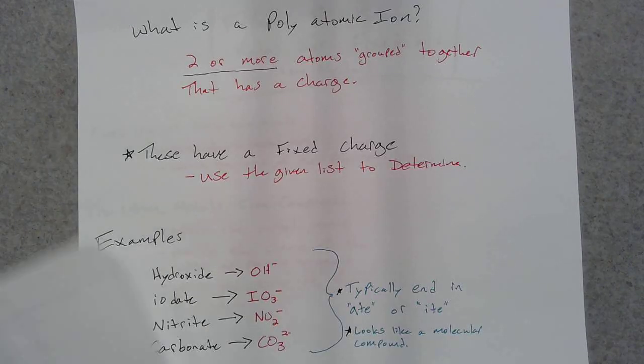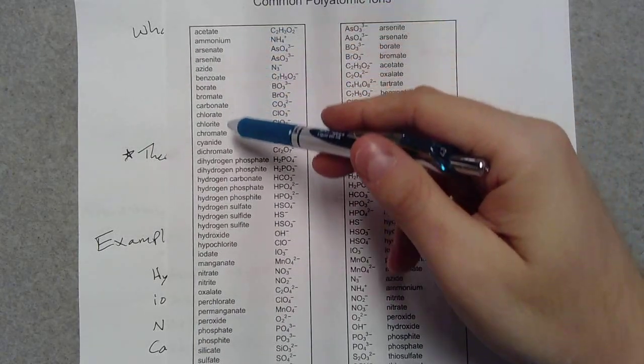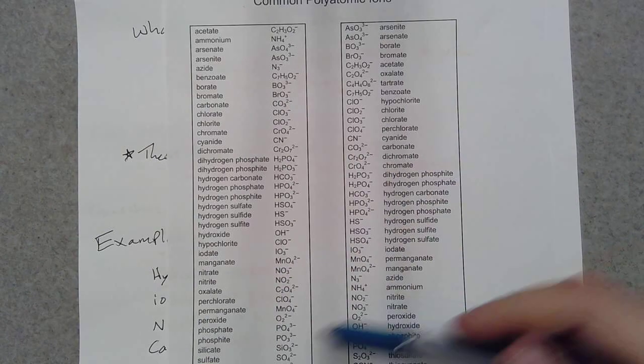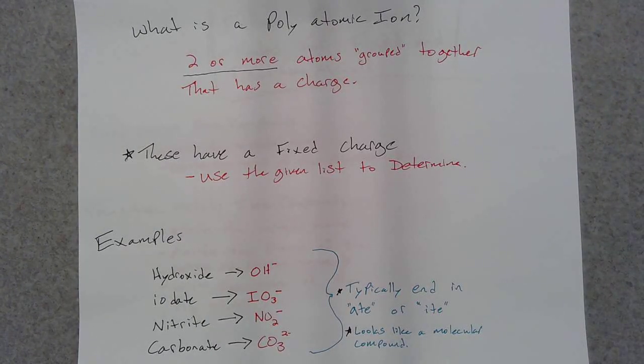So what's a polyatomic ion? Well, a polyatomic ion is an ion with two or more atoms grouped together. It has a charge. Now, the charge is going to come from a list. So we have a list that we're going to be using to figure out what the charges are. This is an example. They're in alphabetical order, so it's kind of easy to find. We can look down one side or the other, and we can figure it out.